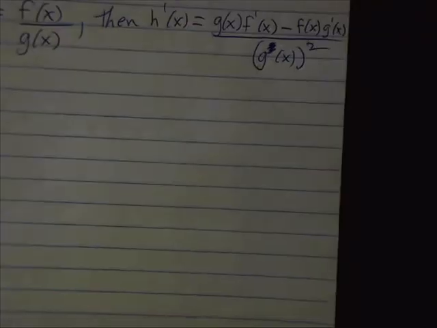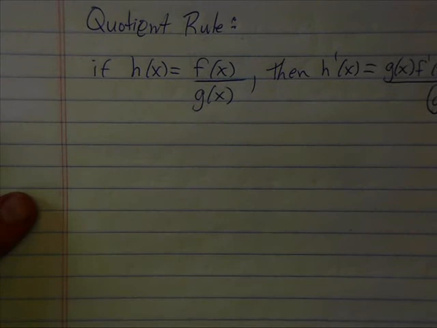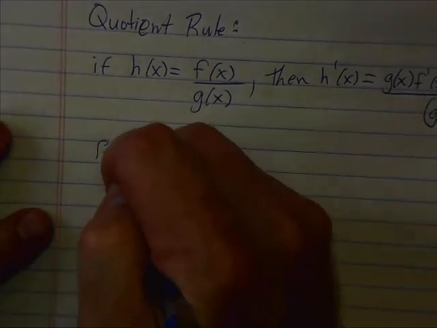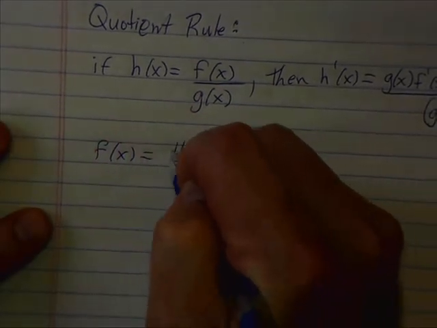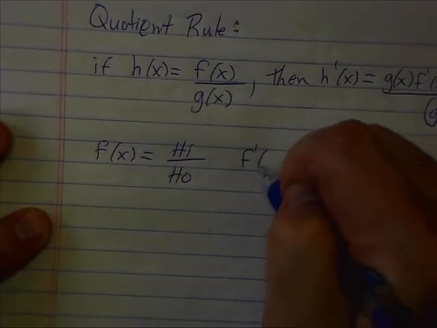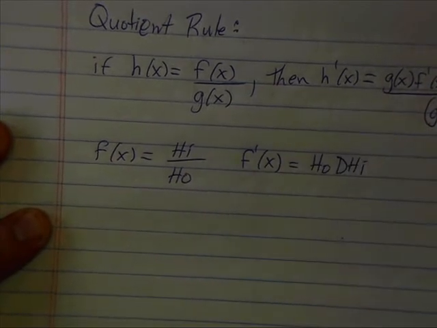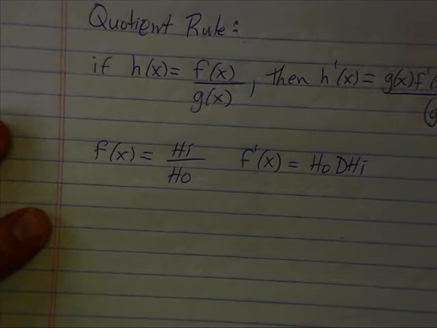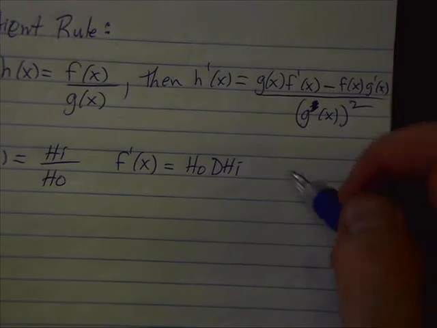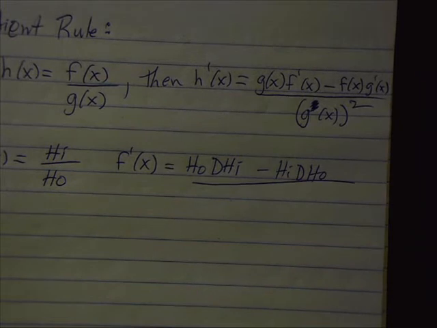Okay? When I was in calculus, several years ago, here's what my teacher told us. If f of x is high over ho, then the derivative is ho d high. Where what does d stand for? Ho d high. Derivative. Minus high d ho. Over ho ho.